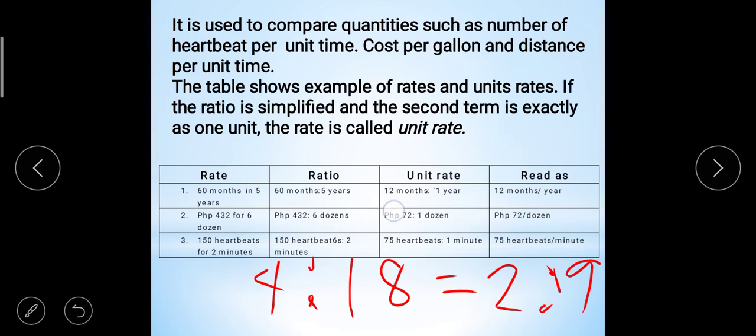Ito kasing nakukuha natin na unit rate is still simplifying. It's just that, since may nakuha tayong 1 or unit 1, ibig sabihin, yung simplified form na nakuha natin is called unit rate. Pero kapag yung simplified form na nakuha natin is not equal to 1, ibig sabihin hindi siya unit rate, pero simplified form pa rin siya ng ratio.